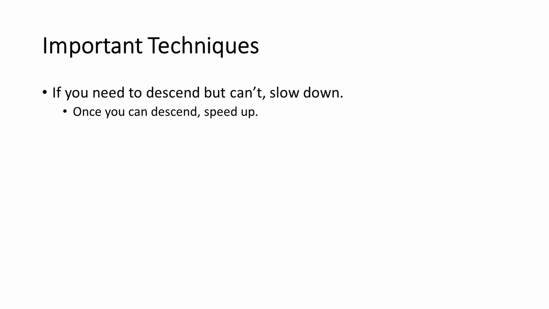There are some other very important techniques with descent management. First, to recap, we talked about this before already. If you need to descend but you can't, you need to slow down. It's very, very important. And also important, once you can descend, you need to speed up so that you can capture the ILS later. You don't end up above the glide slope. And if you start to slow down too early, once you can descend, you will get high on profile also. So that's why you need to speed up once you can descend.